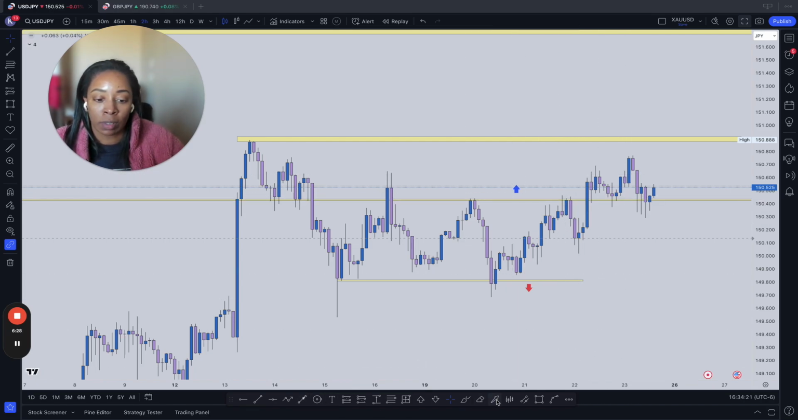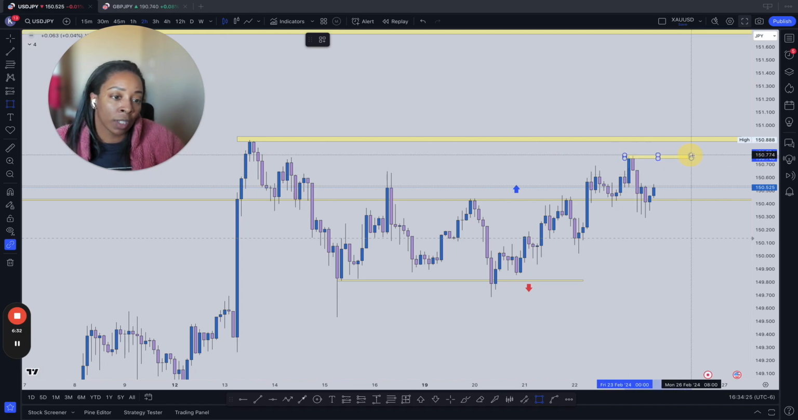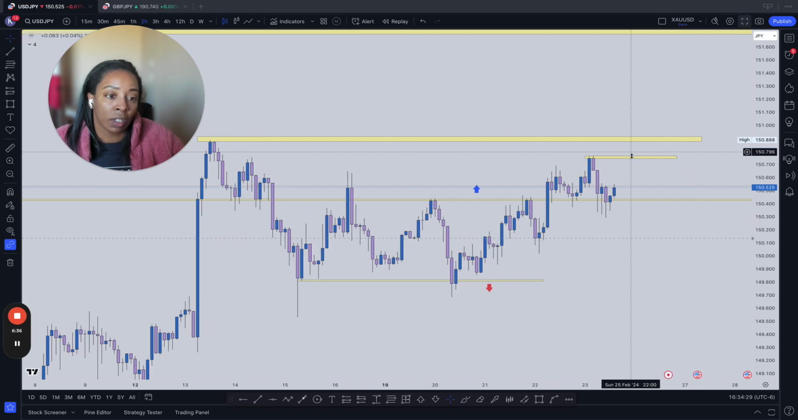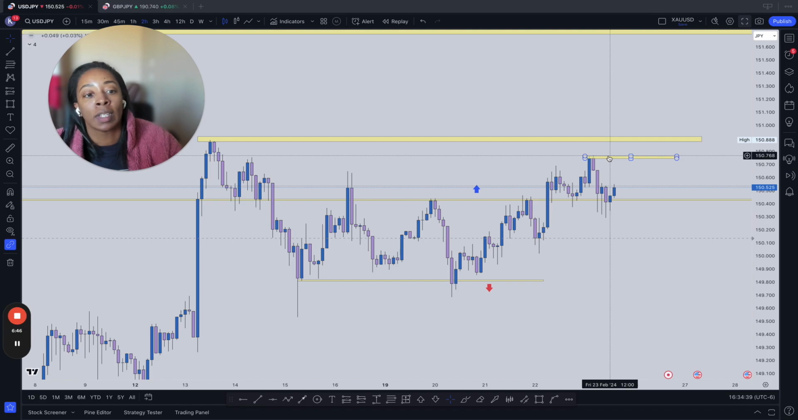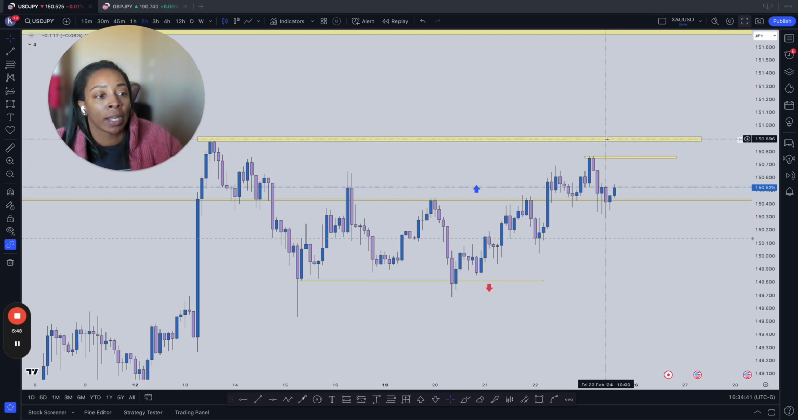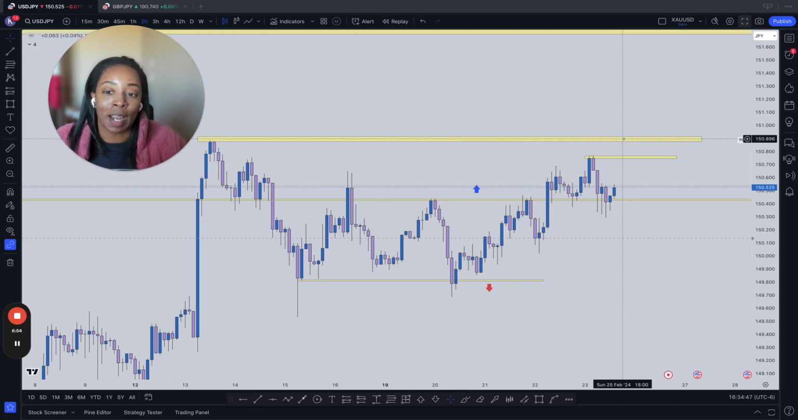Actually, what I'm going to do as well is I like to use boxes and or lines. So I see this resistance level right here. This tells me that if a candle on a lower time frame closes above this 150.760 level, then it has a higher probability of going up here to 150.896. I know that's a lot of numbers, but basically that is what I'm looking for.